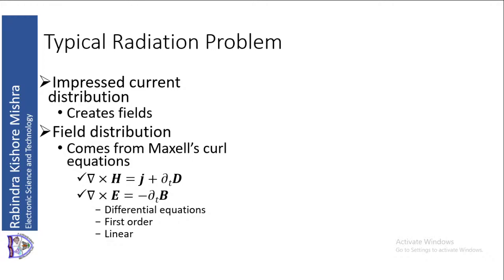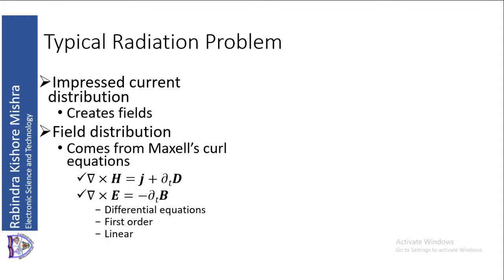J is the current density or current distribution plus the partial time derivative of D. Similarly, curl E is minus the partial time derivative of B. Now, if you look at these two, they are differential equations. These are first order differential equations because it is del cross, so these are first order. Similarly, the partial derivative is also first order. So both these equations are first order differential equations.